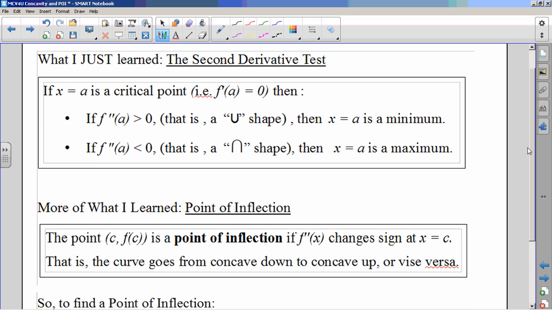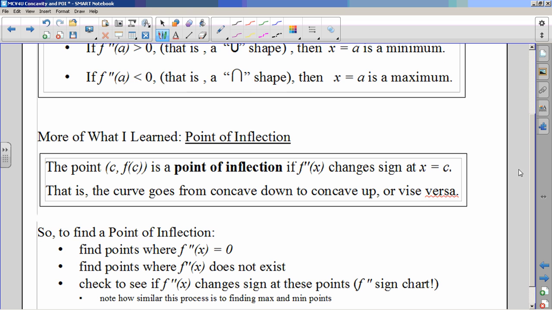More of what I learned. The point c, f(c), is a point of inflection if the second derivative changes sign. Doesn't this sound a lot like a min-max, right? Where the first derivative had to change sign for it to be a minimum or a maximum. Now for a point of inflection, the second derivative has to change sign. That is, the curve goes from concave down to concave up or vice versa. Frown to smile or smile to frown.